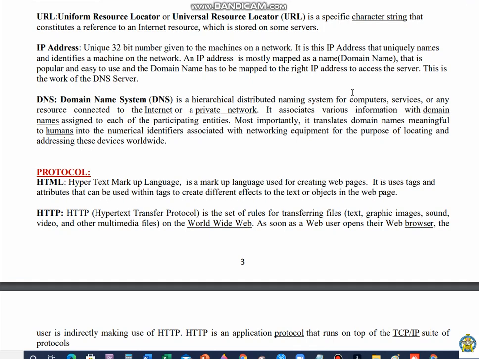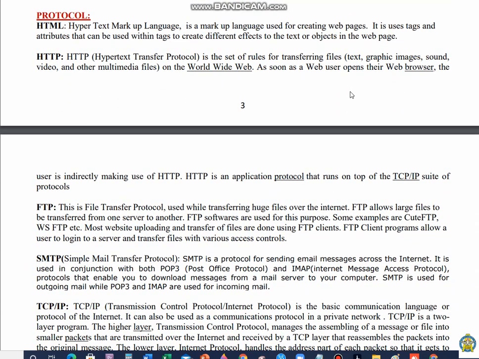All right, we are now going into the second part of this same unit. It's a very simple unit, so go through these notes. You should be able to understand. Next is protocol. We know by protocol means some rules.